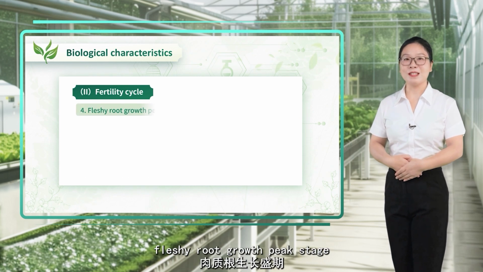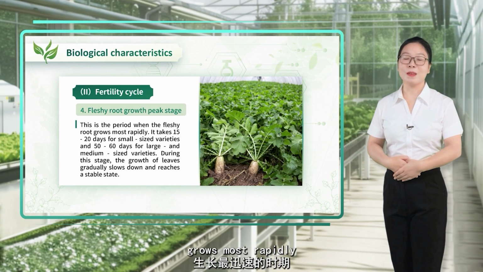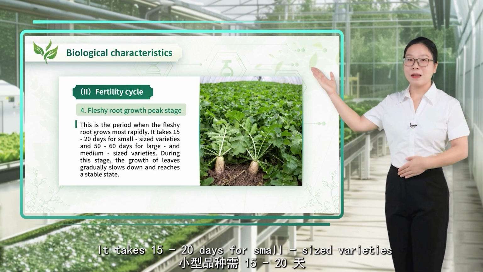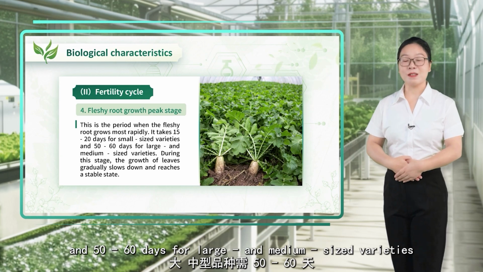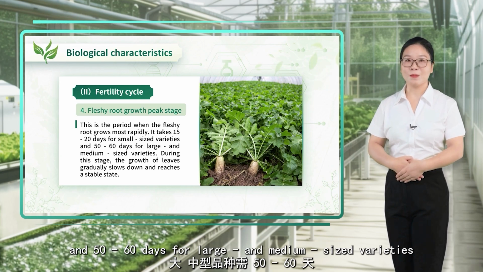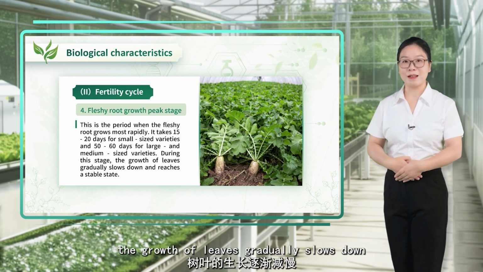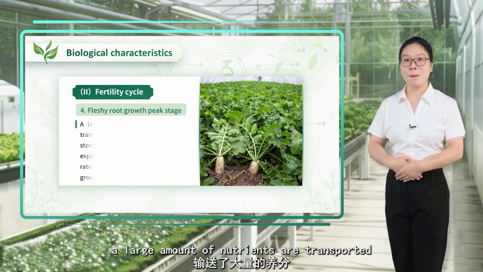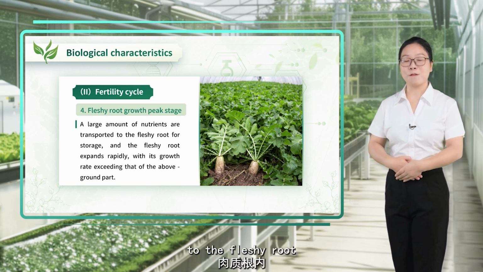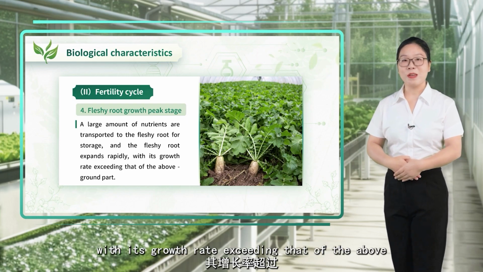4. Fleshy root growth peak stage. This is the period when the fleshy root grows most rapidly. It takes 15-20 days for small-sized varieties and 50-60 days for large and medium-sized varieties. During this stage, the growth of leaves gradually slows down and reaches a stable state. A large amount of nutrients are transported to the fleshy root for storage, and the fleshy root expands rapidly, with its growth rate exceeding that of the above-ground part.